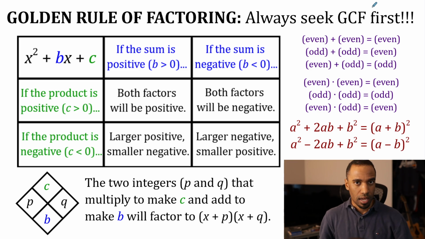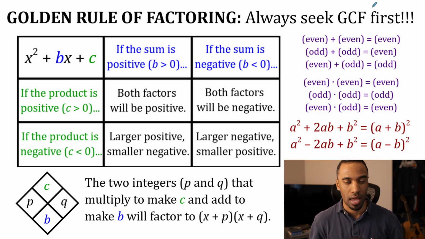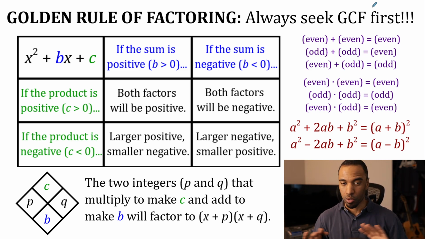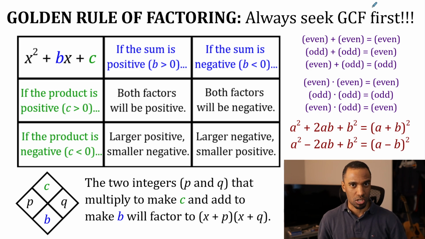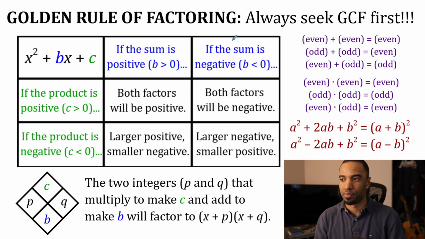A 2, an x, a 2x, something. Divide that out. It's going to make things a lot easier, and you're kind of required to do it anyway. But with both those things combined, you always look for those first. Doesn't matter what kind of problem it is. Always, always, always look for those first and factor them.